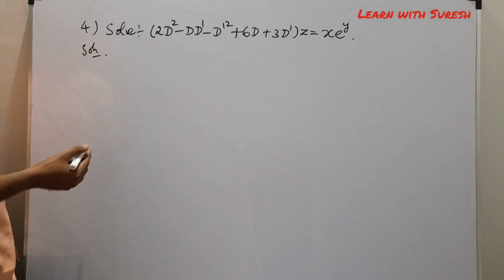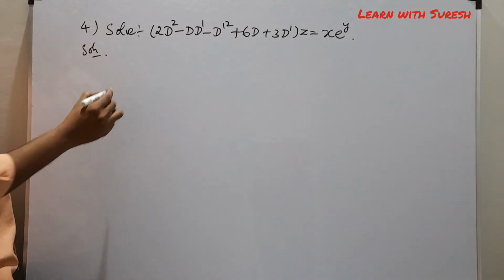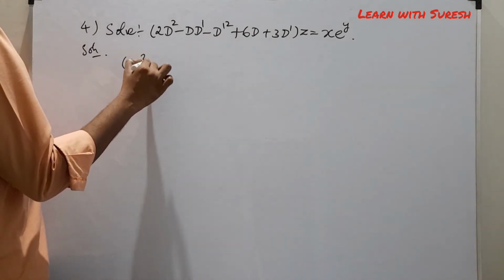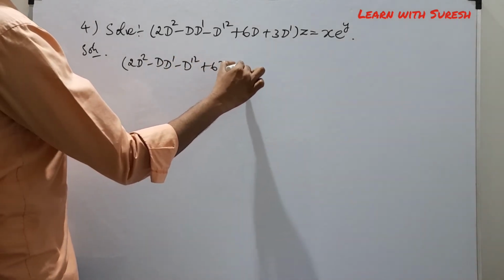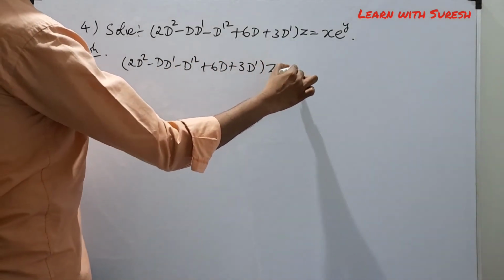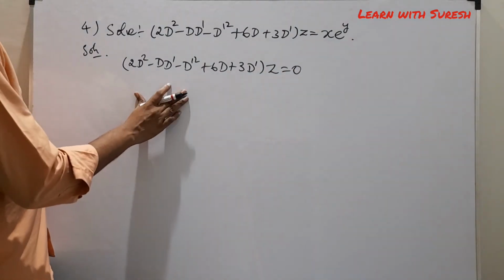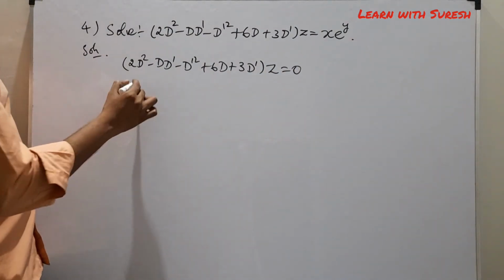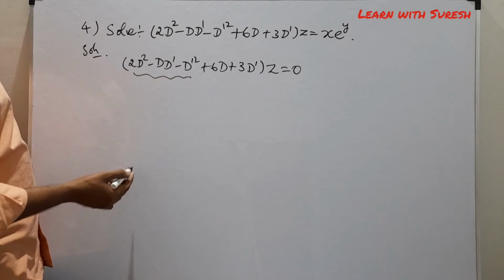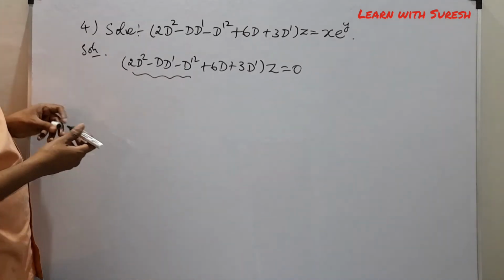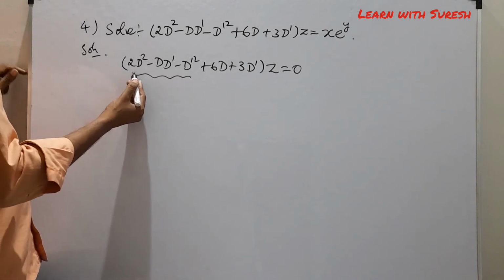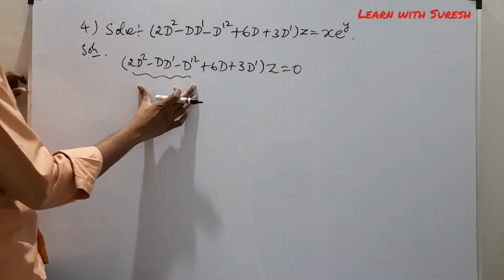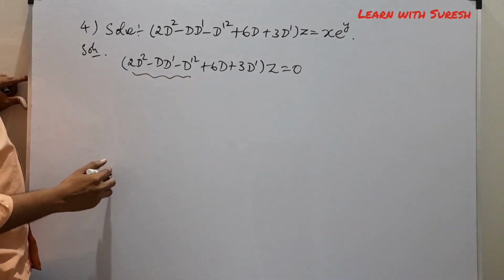So to find the complementary function, you just take the left hand side part only: 2d square minus d dash minus d dash square plus 6d plus 3d dash into z equal to 0. Compare this with the previous problem. Again, this is a homogeneous part and there is no constant part, so no need to worry about splitting of these two terms.